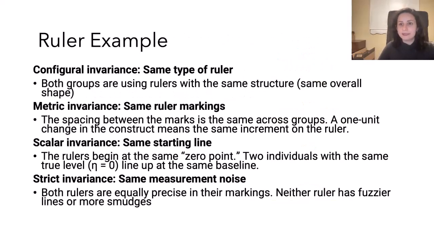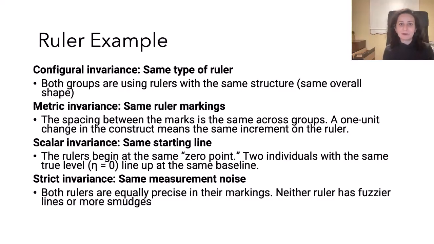So here's an example drawing upon a ruler. We have these 4 levels of invariance that we're going to be talking about a lot. Configural invariance is the first one. It's asking whether we have the same kind of ruler. So this is asking, are both groups using rulers with the same structure? Are the rulers the same overall shape? Are they both even rectangles?